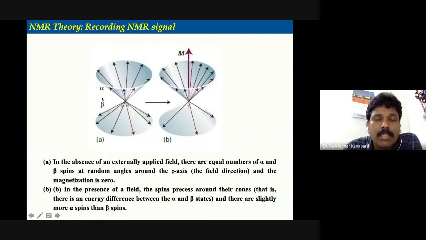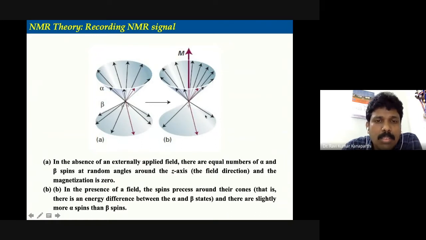So if there is no magnetic field, you can see a roughly equal distribution of alpha and beta states. Therefore, there is no imbalance. But the moment you place it in an external magnetic field, you can see most of the nuclei pointing towards the applied field strength, and some of the nuclei still oppose the magnetic field strength.